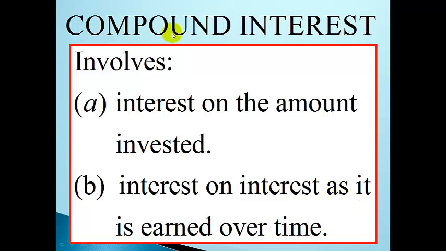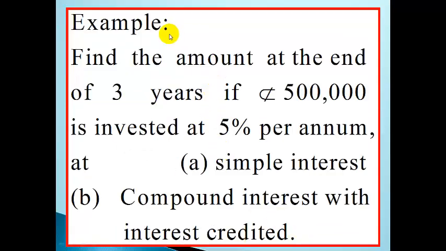Now let's look at compound interest. Compound interest involves A, the interest on the amount invested, and B, the interest on interest as it is earned over time. Now let's look at this example and see how best we can calculate the compound interest.